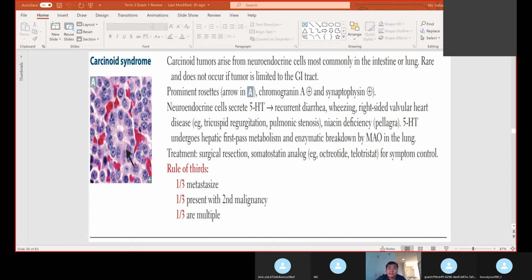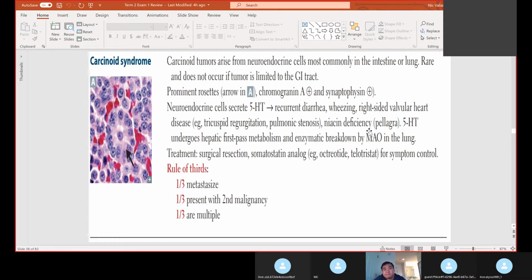Because serotonin is degraded in the lungs. You have MAO in your lungs. So it only affects the right-sided valvular heart disease. Because when the blood goes into your left atrium and left ventricle, serotonin is already metabolized by your lungs. That's why you can only see right-sided valvular heart disease in Carcinoid Syndrome, high yield.